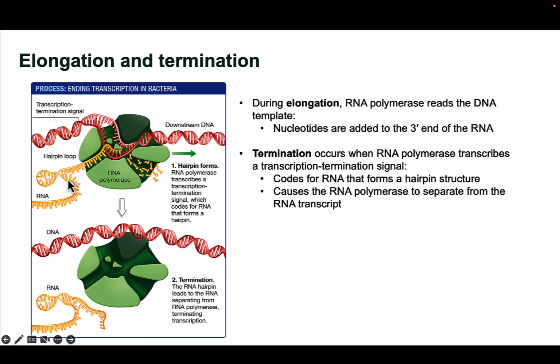Recall that hairpins are a secondary structure. And so there will eventually be some sequences that are inverted sequences. So this sequence will be opposite to this one. And so it's going to cause this hairpin structure to form. And this hairpin structure is going to cause the RNA polymerase to pause. And then when it pauses, there are some stability issues. And this causes the RNA to be released, to separate from the polymerase. And so that's the process of termination.